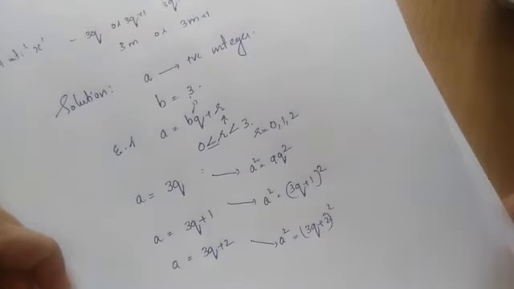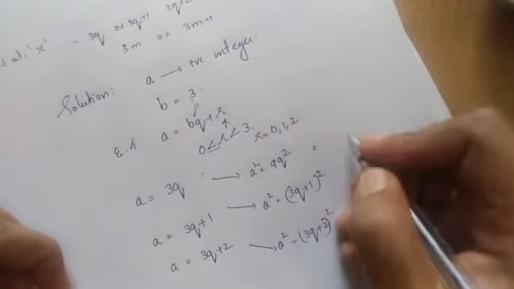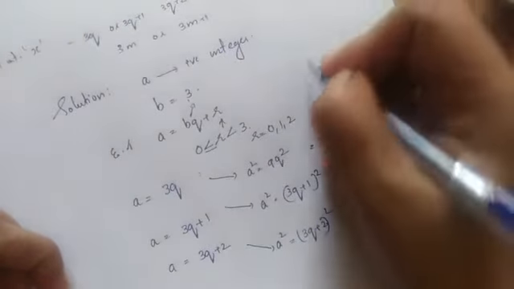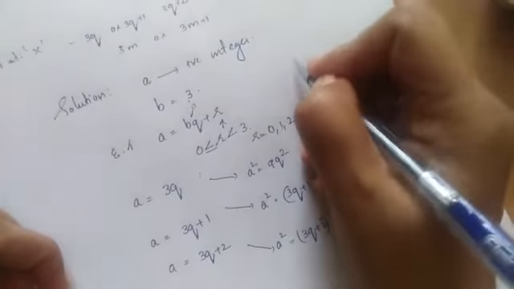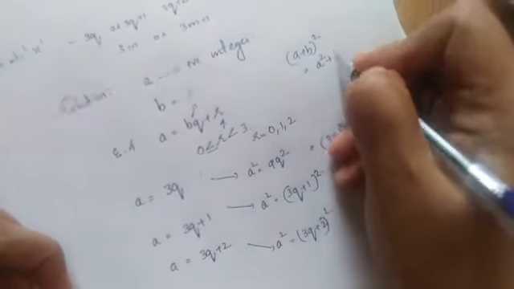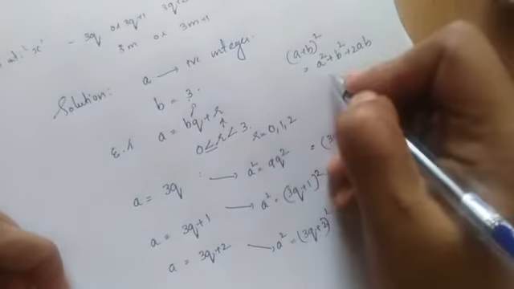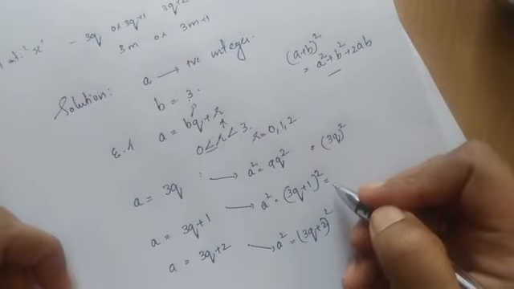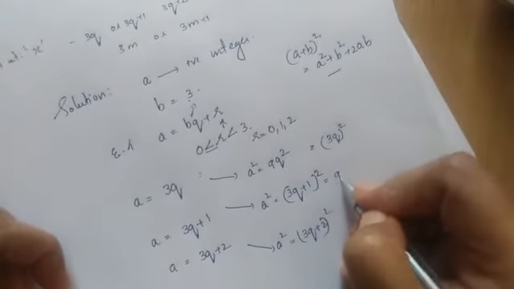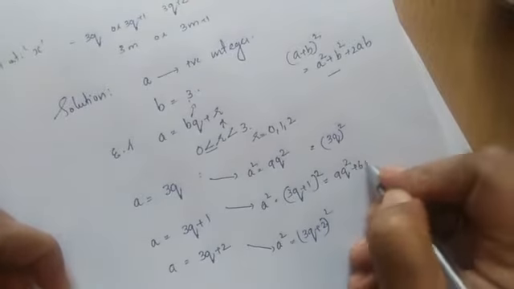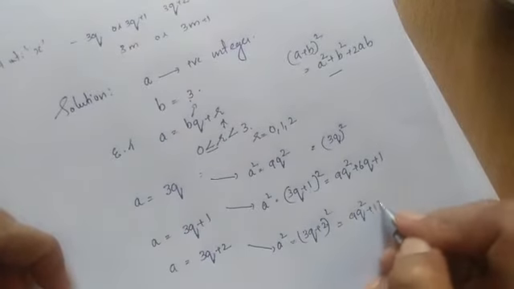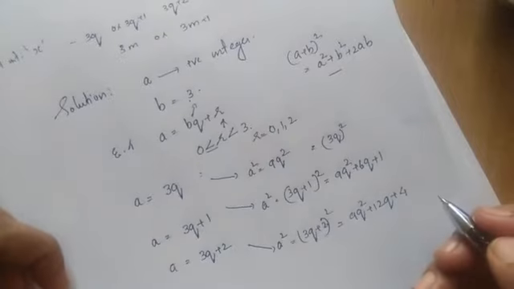So, what is a? This is 3q, the whole square. The other two are in the form a plus b the whole square. What is a plus b the whole square? It is equal to a square plus b square plus 2ab. Based on this identity, we can expand. So the expression becomes 9q square plus 6q plus 1, and this one becomes 9q square plus 12q plus 4.